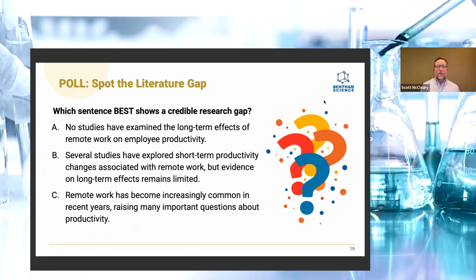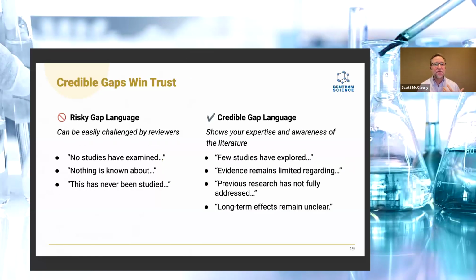Okay, in this case, the best choice is probably B. Again, it's specific. It really shows the gap. It shows what's missing. We see gap language there, and it really sets up the reader for the answer to the mystery that's to come, and that is your manuscript. So B is probably the best choice here. So again, A is perhaps just a little bit vague, or excuse me, C is a little bit vague. A is a little bit too exclusive.